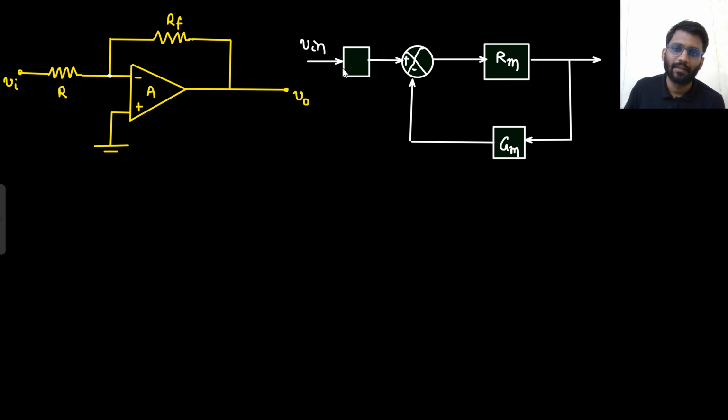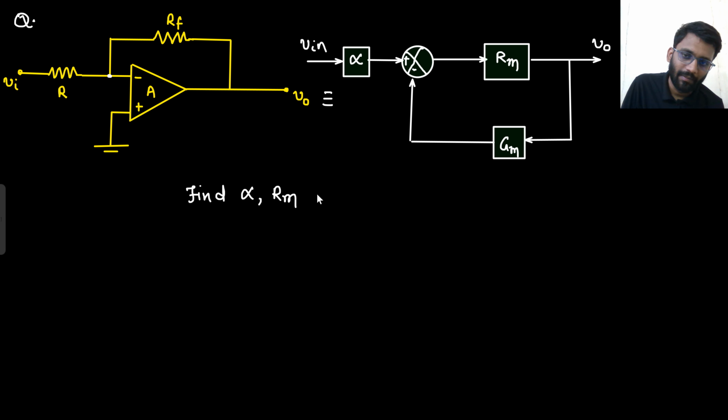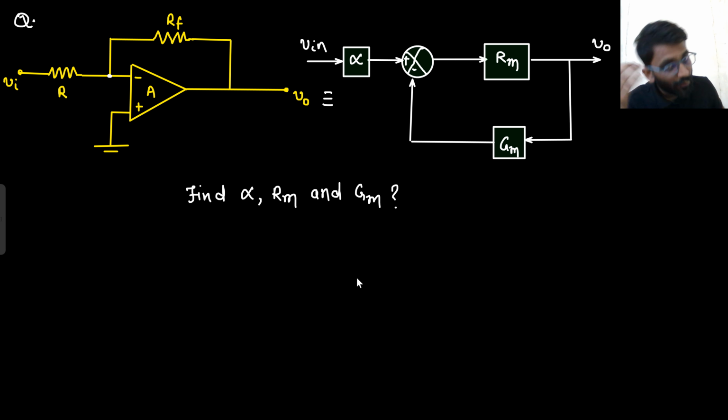What I will do, this is my V in. This is my V in. And this is some alpha. This is Rm, this is Gm, this is your V naught. So this particular configuration that the OpAmp is given, this is a question. This is represented like this. Now you need to tell the value of alpha, Rm and Gm. So find alpha, Rm and Gm. This is the task. Do this question on your own. Try to do it on your own.